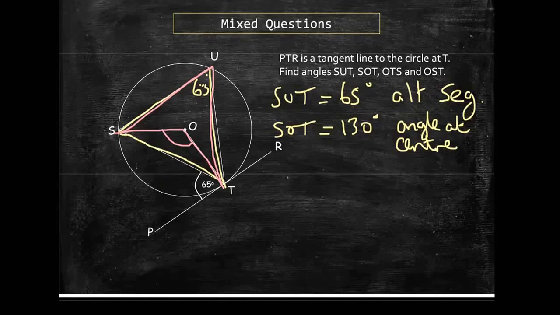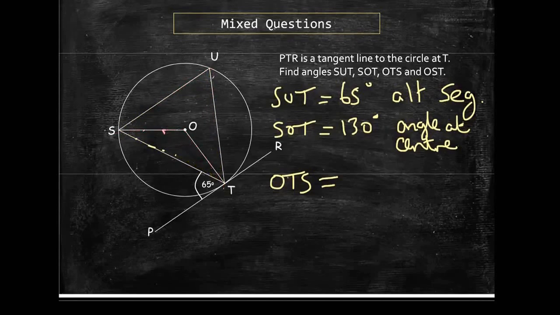Okay, let's keep going. OTS. Let's see if we can just get rid of some of this and tidy it up a little bit. Okay, so OTS. Let's think about what we know about this triangle. From O down to T and O down to S, these are both radii. They're the same length. Now, if that's the case, I've got myself an isosceles triangle.